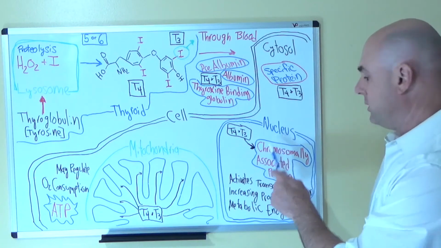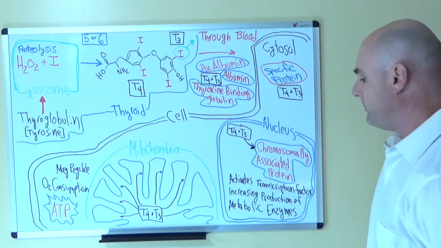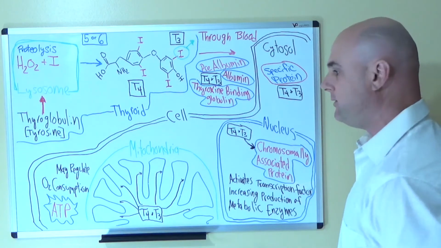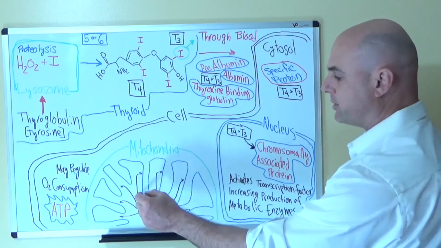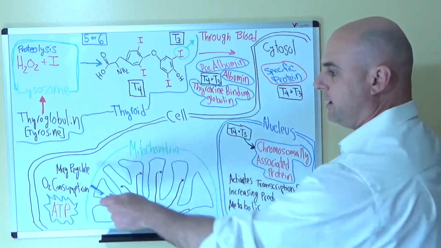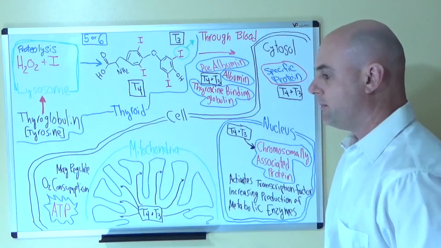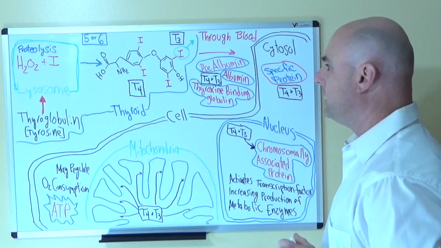There's a receptor in the nucleus with an associated protein to increase metabolic activity, and there's also a receptor in the inner membrane of the mitochondria that may increase oxygen consumption and is also likely critical for ATP generation.